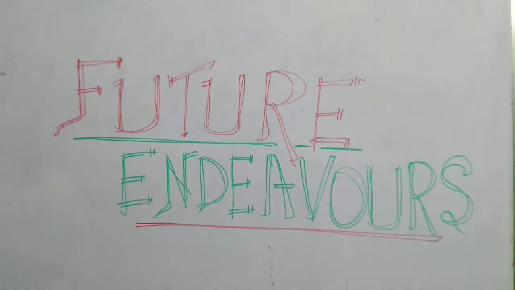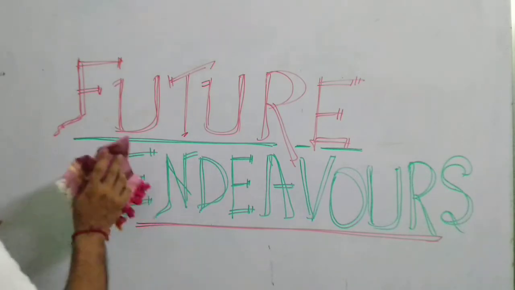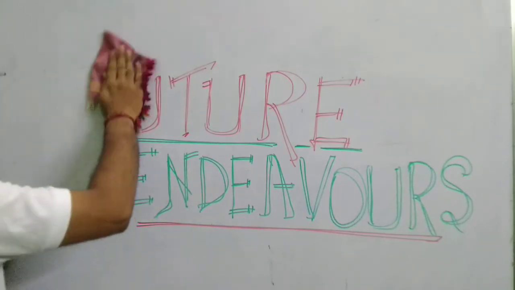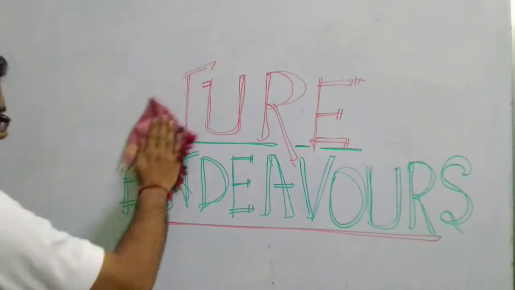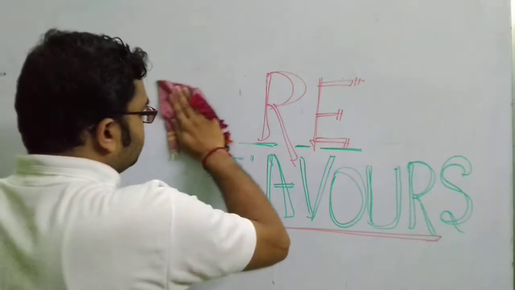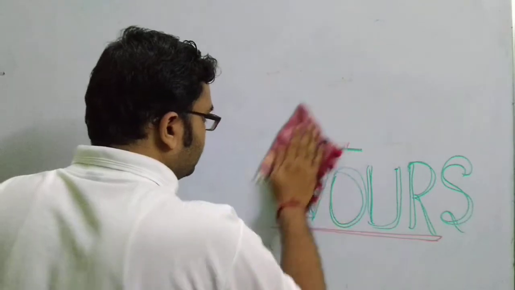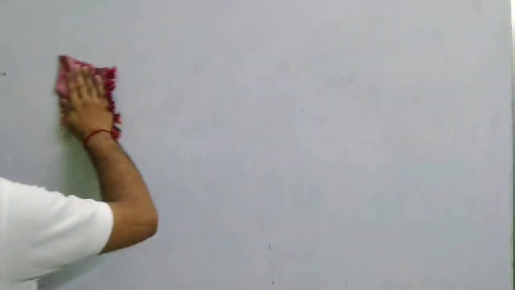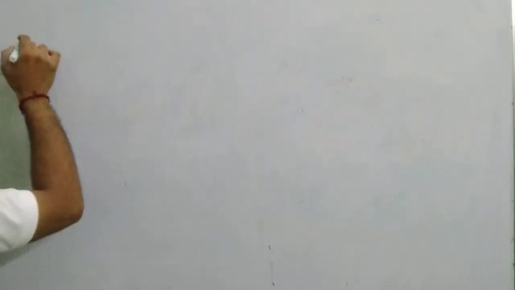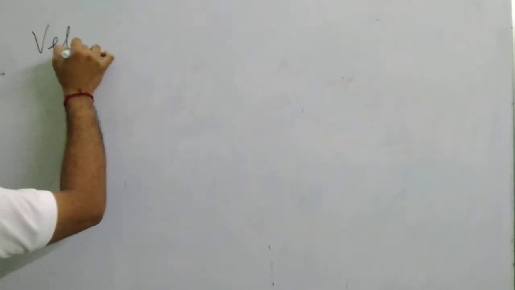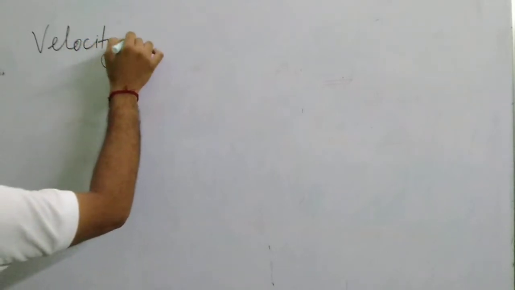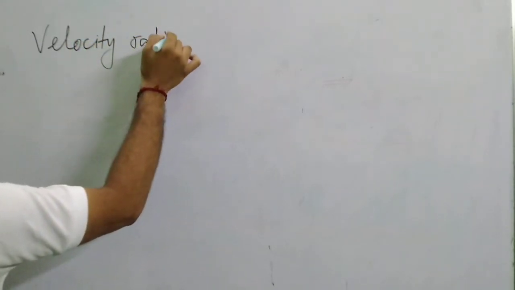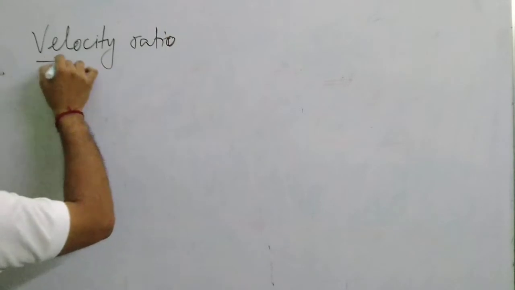So from today we will be continuing from the next term, that is velocity ratio. Okay. So without wasting much time, I will be quickly starting our class. Okay. So let us come to the term velocity ratio. So what do you mean by this term velocity ratio? First of all, let me write down the term velocity ratio. So what is the velocity ratio?